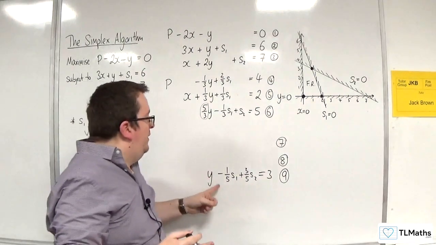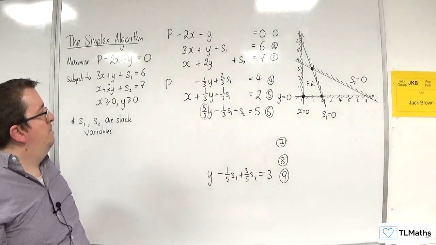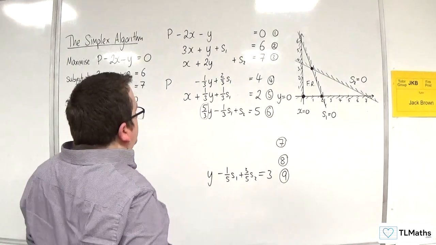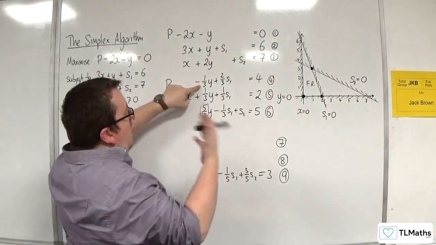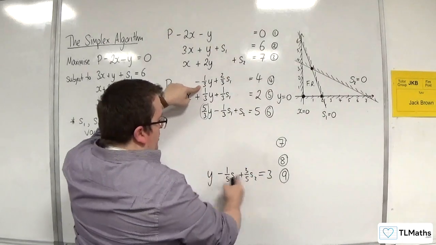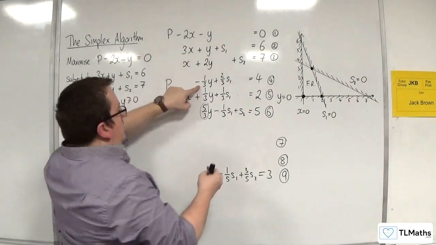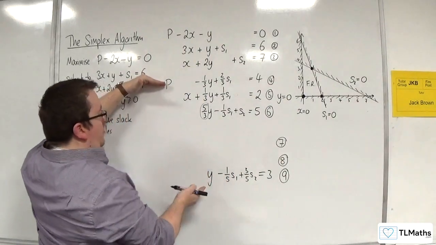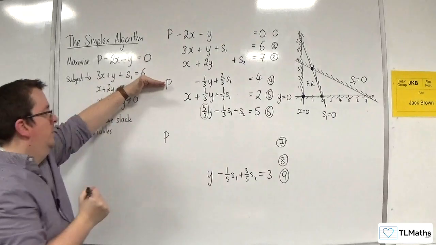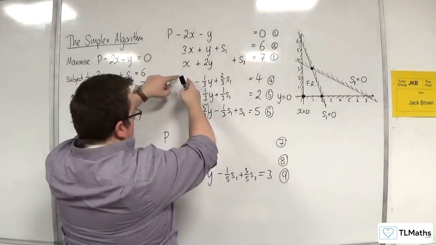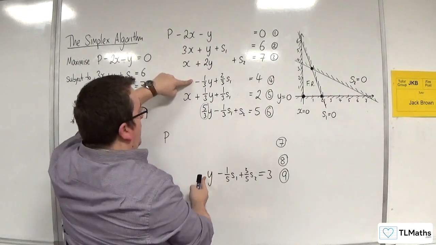And now I use this equation to eliminate the y's from the other two, from 4 and 5. So what I'll need to do to eliminate this y here is add on 1/3 of this equation. It's 1/3 of that equation because I'll have minus 1/3 y plus 1/3 y. So plus a third of that. So P will remain as it is. Okay? I've got nothing plus nothing, right? Minus a third y plus a third y. It's gone.